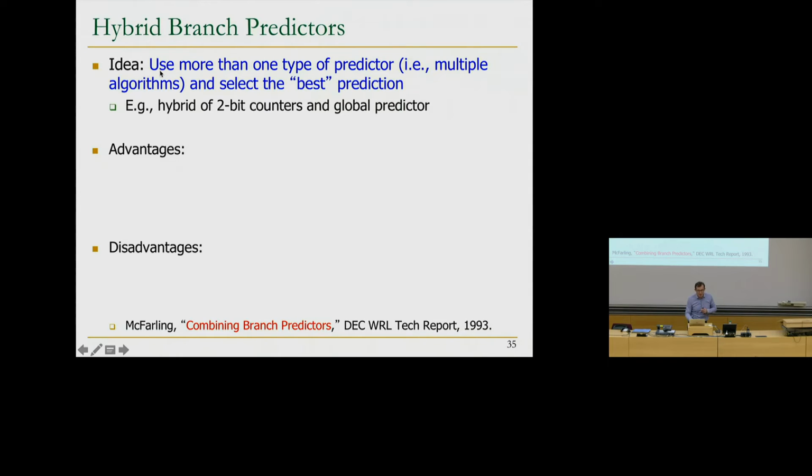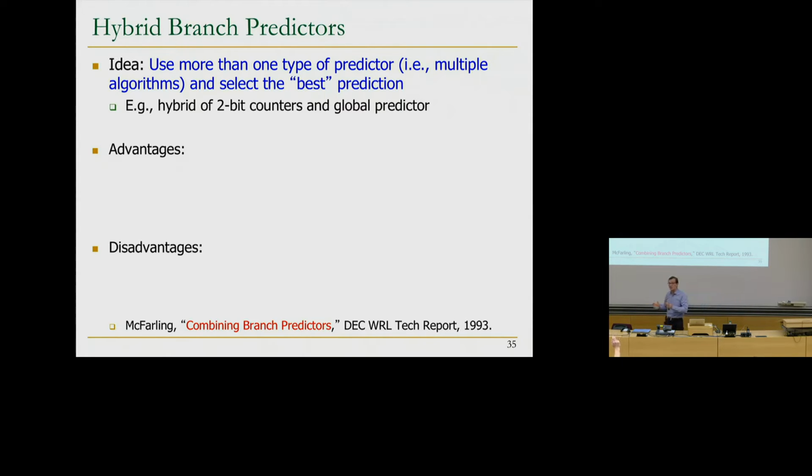And use more than one of these algorithms and select the best prediction, for some definition of the best, or for some prediction of the best. Now you need to predict which one is the best. There's another prediction mechanism that you need to employ for this. So, for example, you may have a hybrid predictor of 2-bit counters and a global predictor. This is a hybrid of 2 predictors. You may have a hybrid of global predictor, local predictor, 2-bit counters, and a single-bit counter. That's 4 predictors.